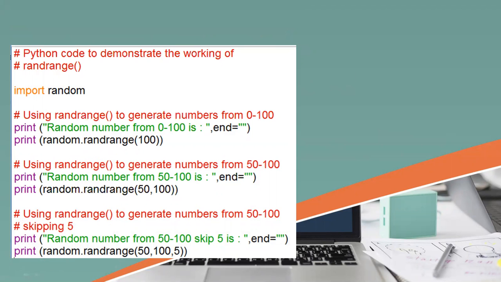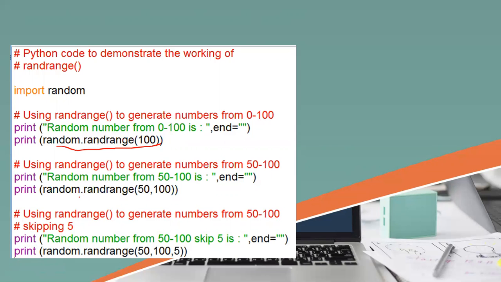Okay, in the first example, you can see that random.randrange(100) is given. So random.randrange(100) means it may generate any number between 0 to 100, 0 to less than 100. Okay, means 0 to 99, including 99.